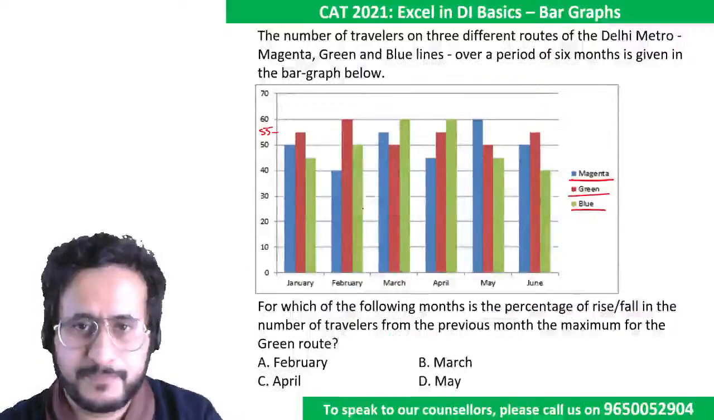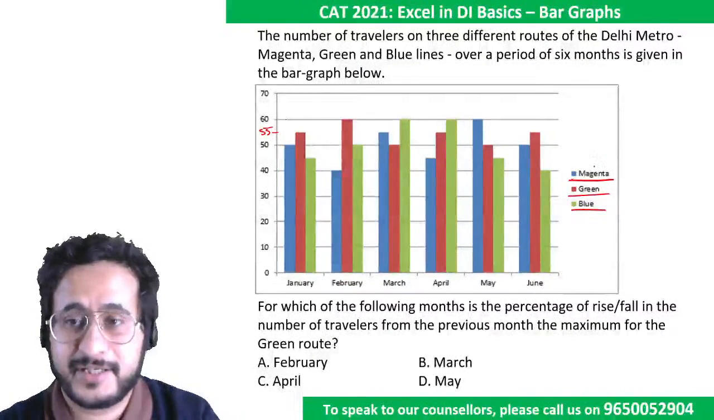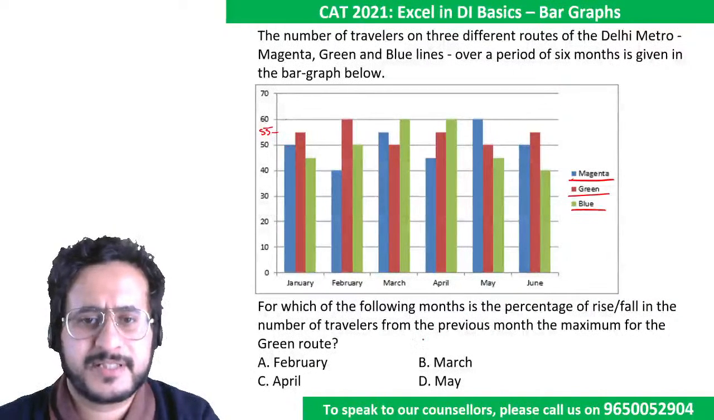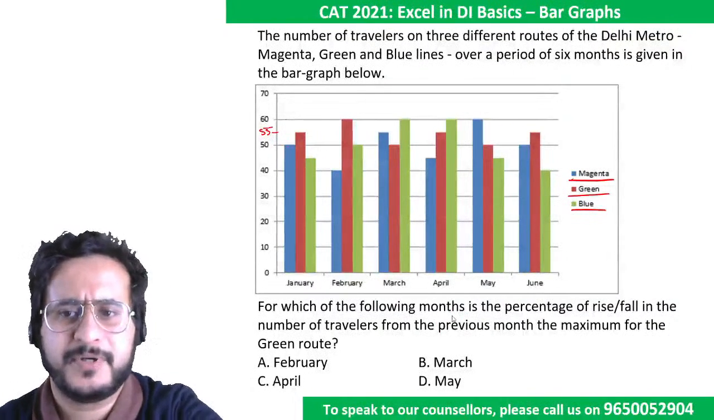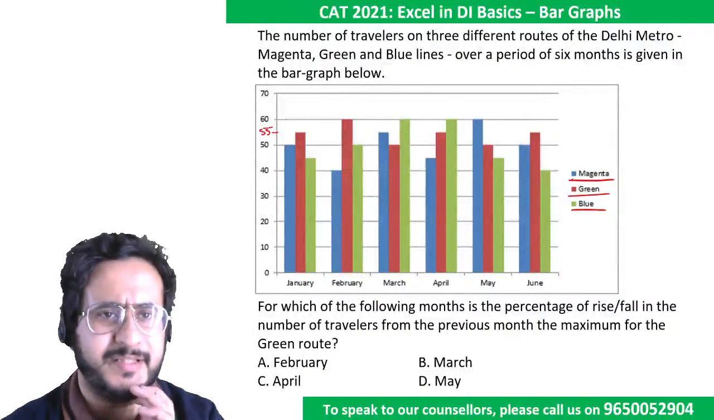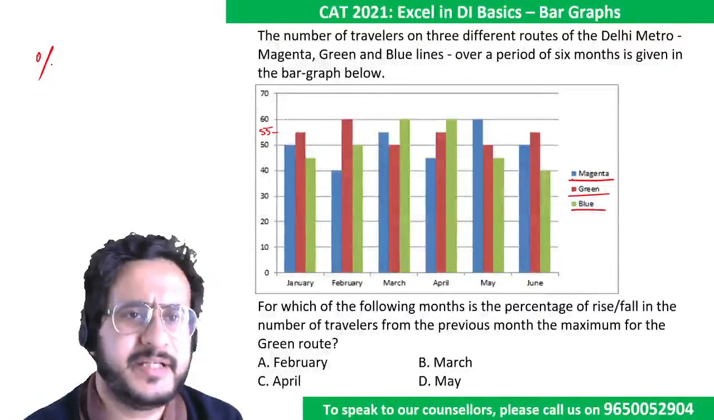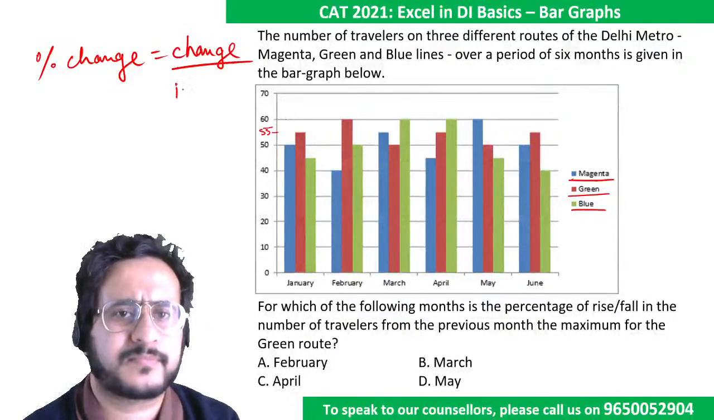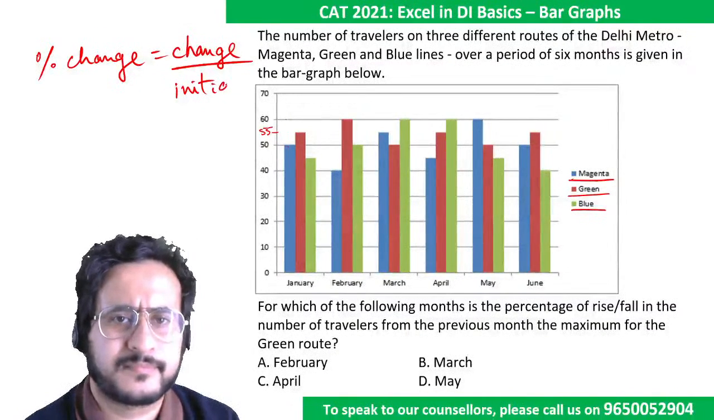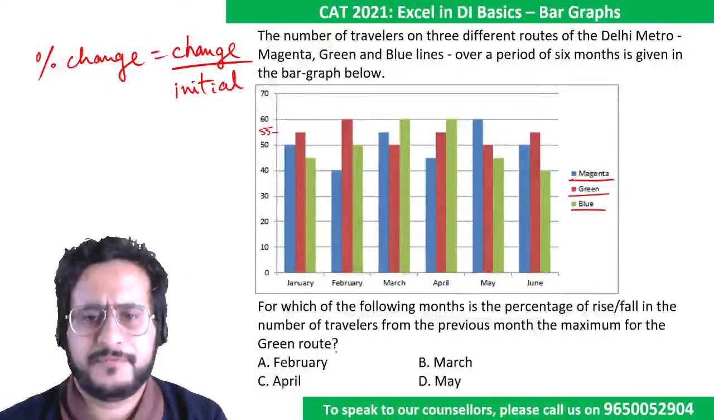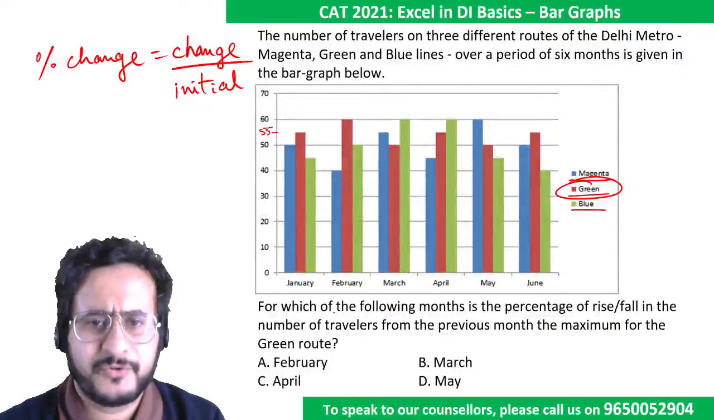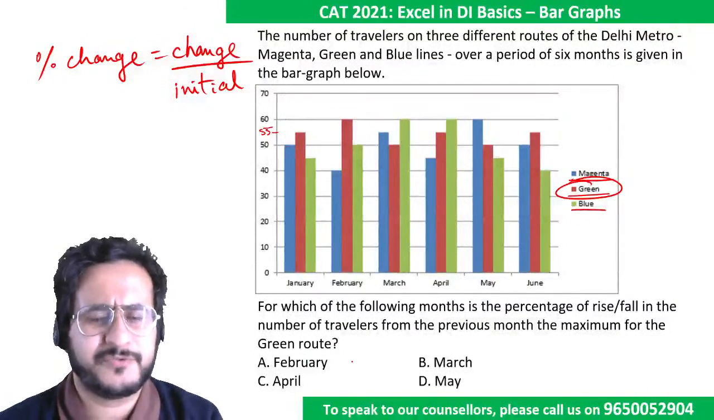So green route is actually the red one, the red line. So you have to tell the highest percentage fall or rise. Percentage change, one thing you need to remember. One important thing for DI is that percentage change is change in value upon initial value. Now, you have to find for the green route, and stick to only these four options.